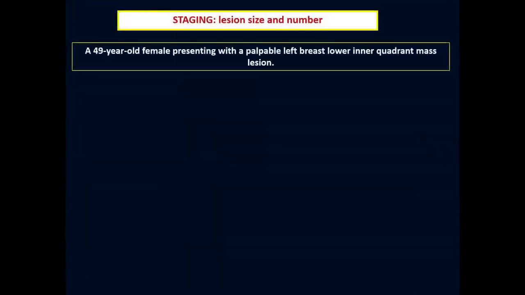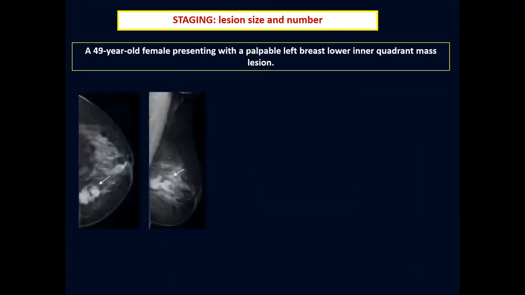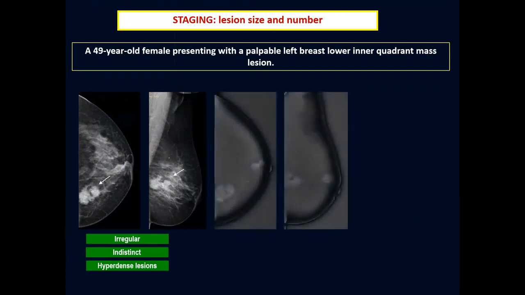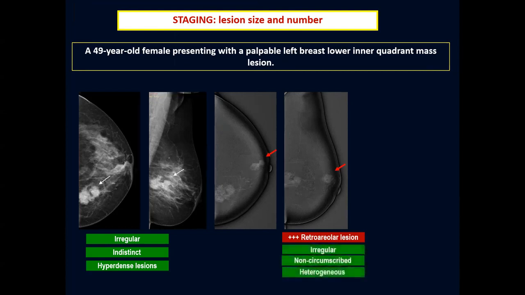This was a 49-year-old female presenting with a palpable left breast lower inner quadrant mass lesion. She had this lesion, which appeared irregular, indistinct, and it was hyperdense as compared to the surrounding parenchyma. This was the contrast mammogram of the same patient, which revealed another lesion in the retroareolar region. It was also irregular, non-circumscribed, and it showed intense contrast uptake.